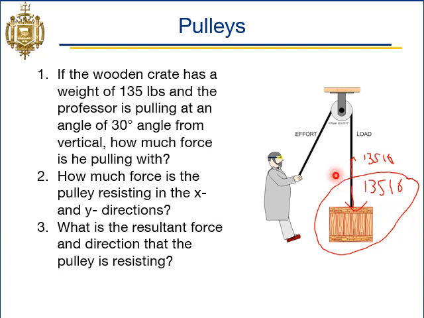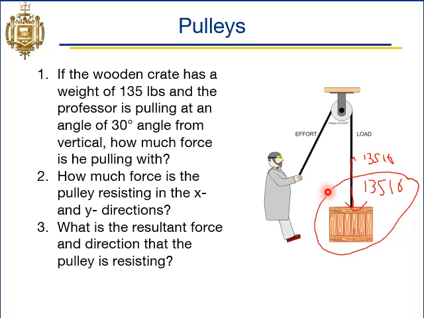So what is the tension on the effort side? Well, the tension in the cable is going to be constant. So the tension on the effort side is also 135 pounds, which in this case means the professor has to pull with 135 pounds to keep this box in static equilibrium, just barely off the ground. Right, so we have 135 pounds in tension anywhere in this cable.